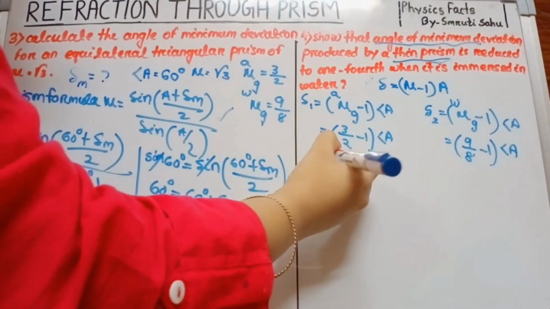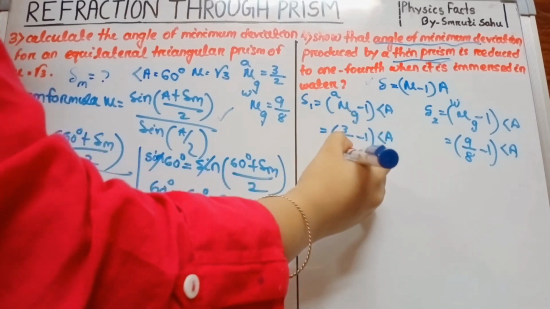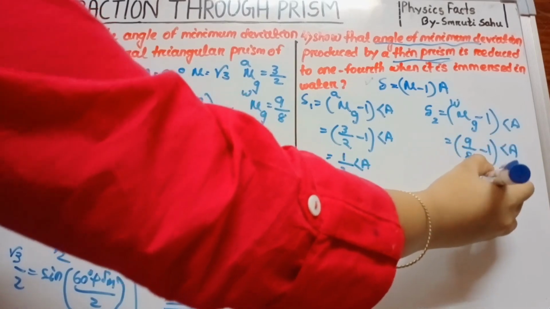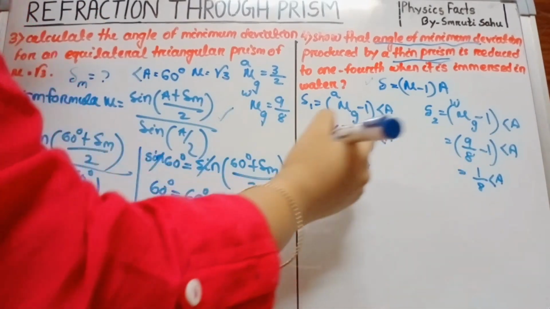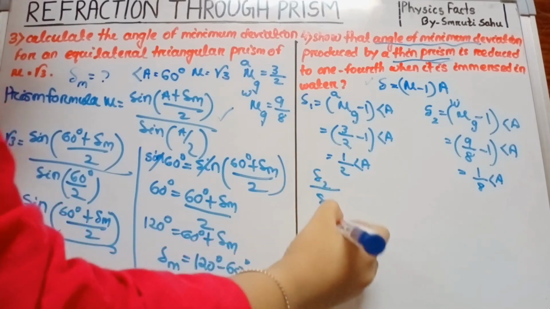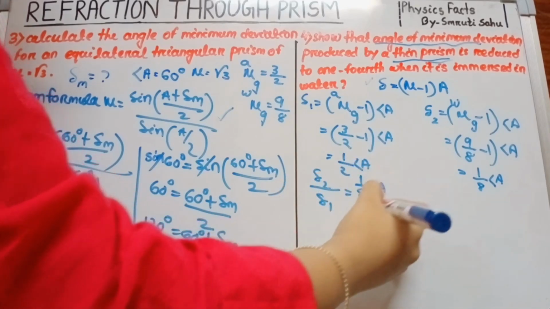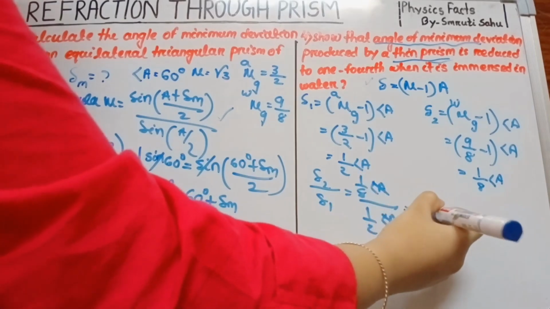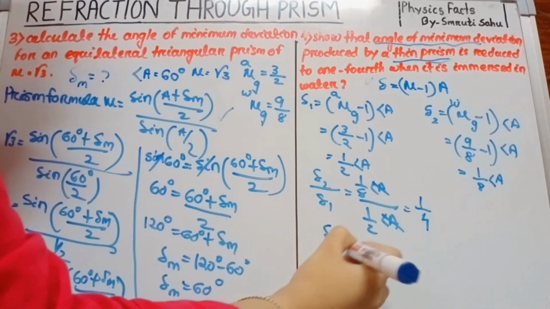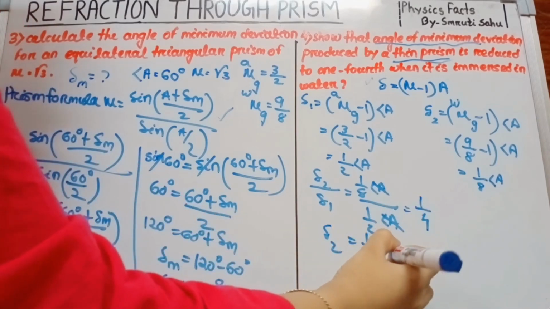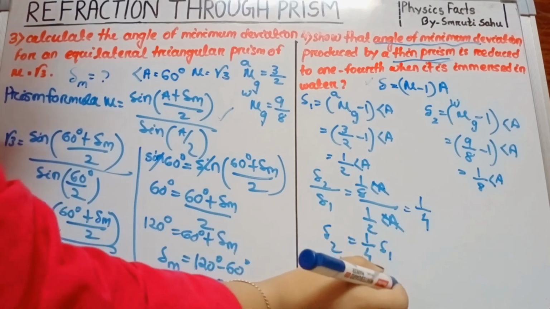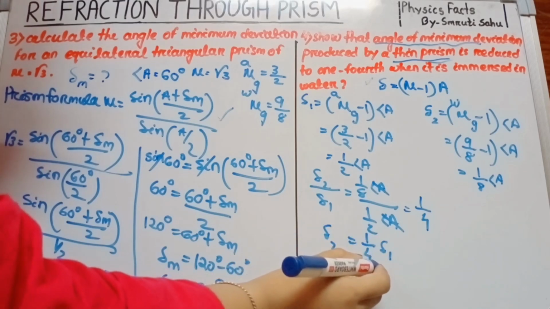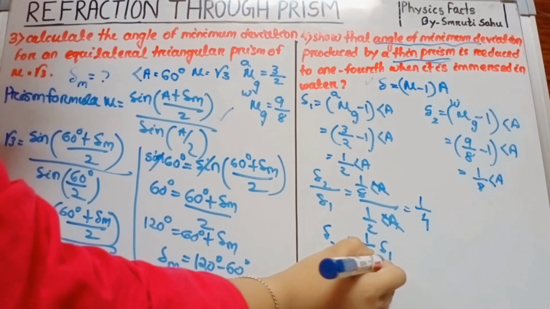Then how do we calculate? 3 minus 2 by 2 is 1 by 2 into A. The other equals 9 minus 8 by 8, that means 1 by 8 into A. When we take the ratio, delta 2 by delta 1 equals 1 by 8 into A over 1 by 2 into A. A cancels, equals 1 by 4. That means delta 2 equals 1 by 4 of delta 1. When the prism is immersed in water, the angle of deviation is reduced to 1 by 4th of its original deviation.